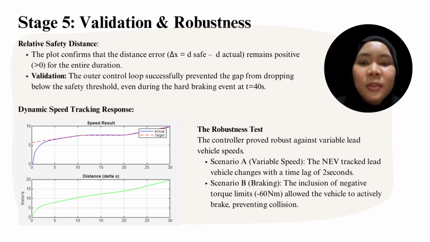threshold. As for the robustness test, by including negative torque limits, specifically negative 60 Newton meters, the vehicle was able to actively brake when the lead vehicle slowed down, preventing collision, a crucial requirement for any ACC system. The system tracked all dynamic changes in the leader's speed with a time lag of less than 2 seconds.